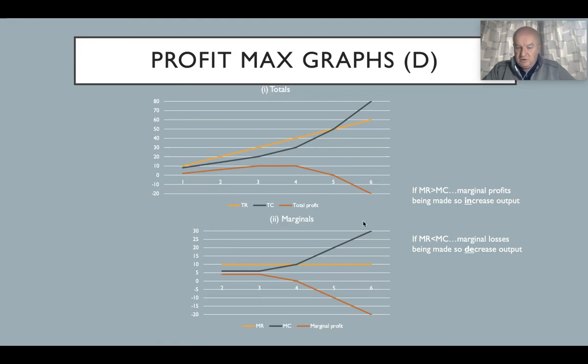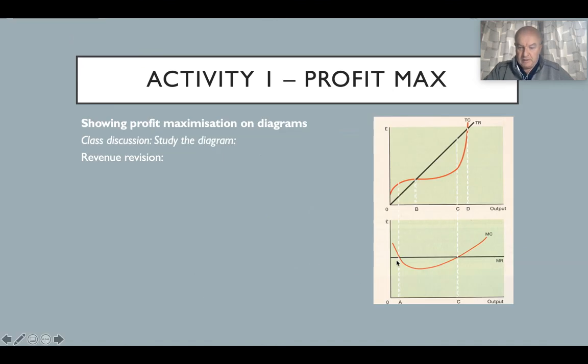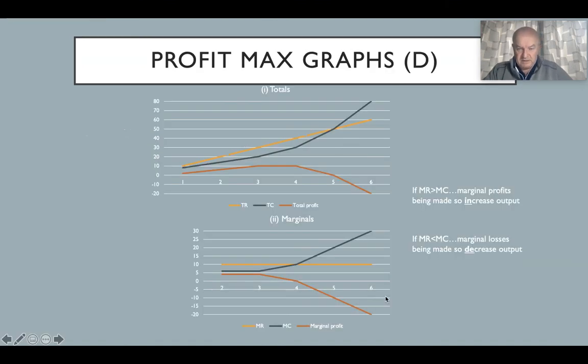Now, clearly, if marginal revenue was less than marginal cost, then we start to make marginal losses, and so we would decrease output. As soon as we get to the point where marginal cost is higher than marginal revenue, anything above 4 million units, we would decrease output, because we would be making marginal losses on anything that we produced over and above that level. Hopefully that makes a little bit of sense.